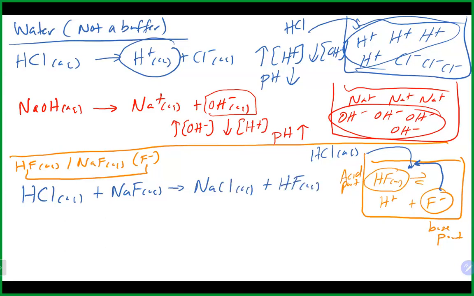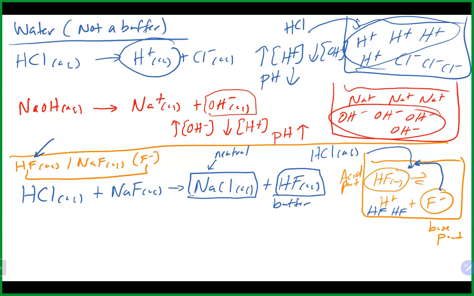So what happens when we add this to the buffer is we make sodium chloride, which is basically a neutral salt. It really will not have an effect on the pH. We also will make HF, which is actually part of the buffer to begin with, right? So part of the buffer was HF, so we actually make more of the HF in this particular case. So we'll actually make some HF as a result of this.